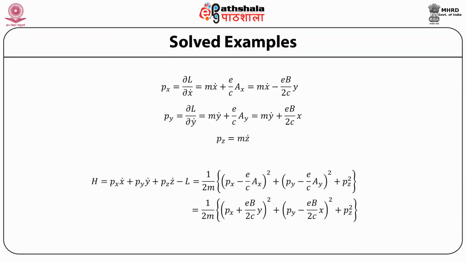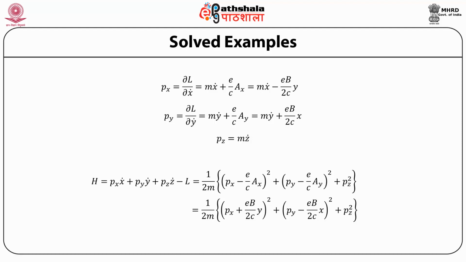Having written down the Lagrangian for a charged particle in the presence of electromagnetic field, we can obtain the conjugate momenta from the usual relation using Lagrangian, that is p_i is equal to dL by dq_i dot, and construction of Hamiltonian is then straightforward, and the Hamiltonian that we obtain for a charged particle is equal to 1 by 2m (px plus eB by 2c y) whole square plus (py minus eB by 2c x) whole square plus pz square.